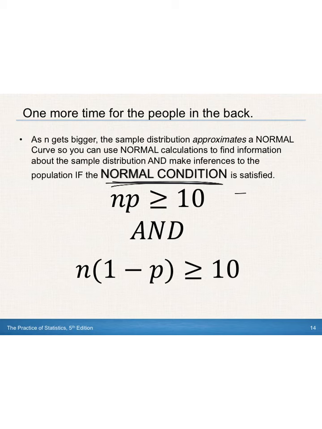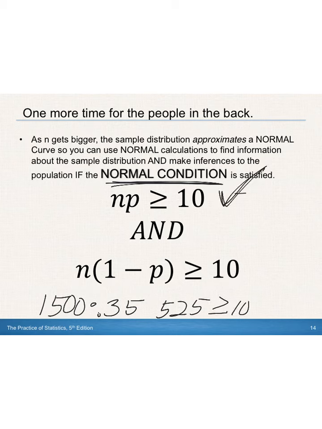So let's look back at our situation with our 1,500 SRS and a proportion of 35% of the people who live 50 miles from home. If we calculated that, we're going to go ahead and get 525, which is greater than 10, so it meets this requirement. But it also has to meet the other one. So we're going to take 1,500, and we're going to multiply it by 0.65, and that is going to be an even bigger number of 975. So that's greater than or equal to 10. So this condition is met.